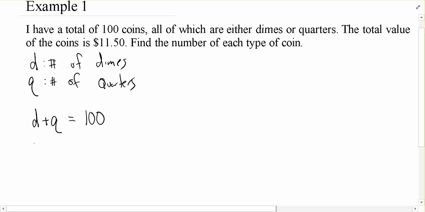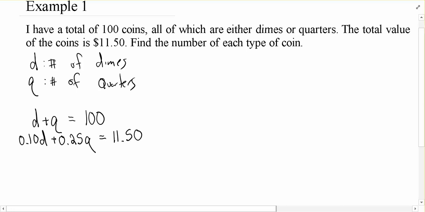So in this case, we're not simply going to say D plus Q, because D plus Q is not talking about the value from the dimes or the value from the quarters. So I have to consider the fact that dimes are worth 10 cents. So for every dime I have, I'm going to multiply by 10 cents, or another way of saying that is 0.10 times the number of dimes. That's the value that I have from dimes. The value that I have from quarters would be 0.25 times the number of quarters that I have. Now, if I add those two values together, that's where I should get 1150.